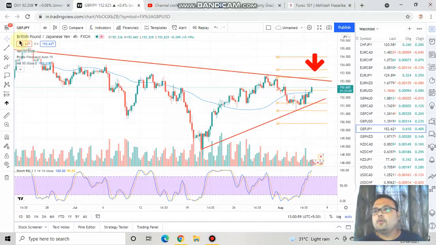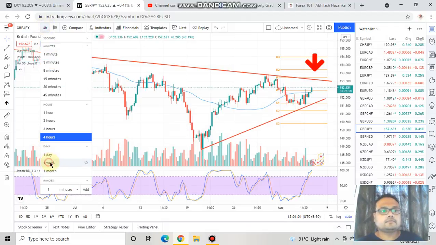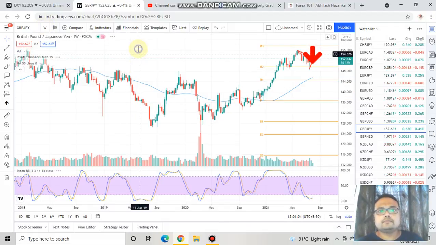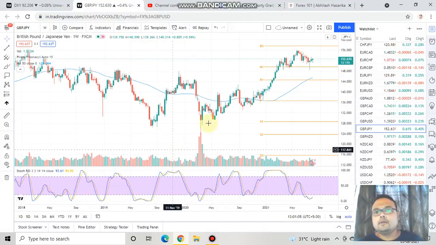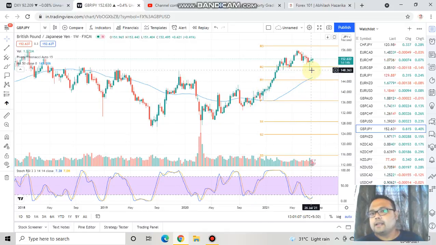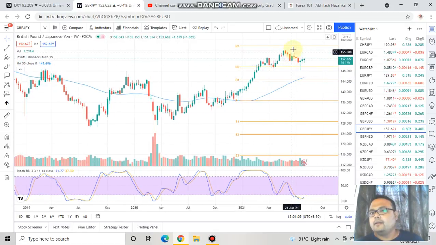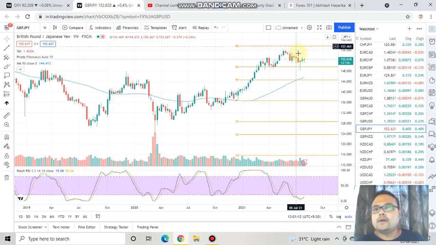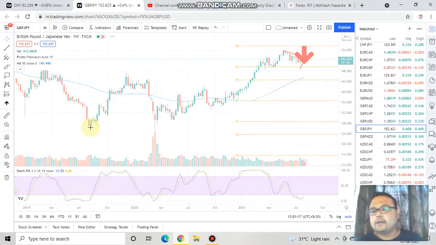And if we go to the weekly chart, in the weekly chart you can see that the market is right now going up and the resistance and support levels are quite far away, so we do not have any clear picture from the weekly chart. So let's avoid the weekly chart and go back to the Forex chart.